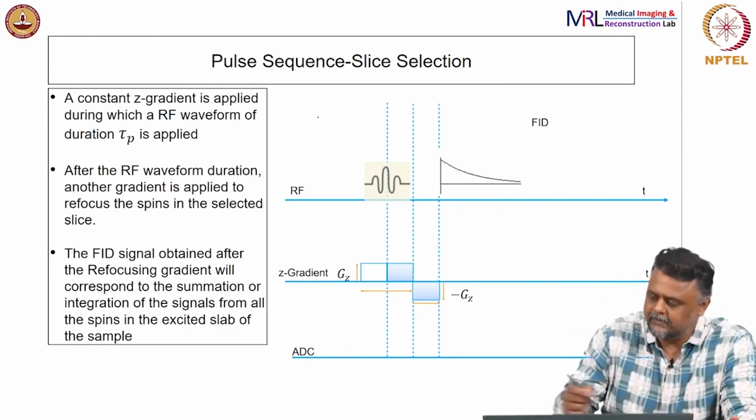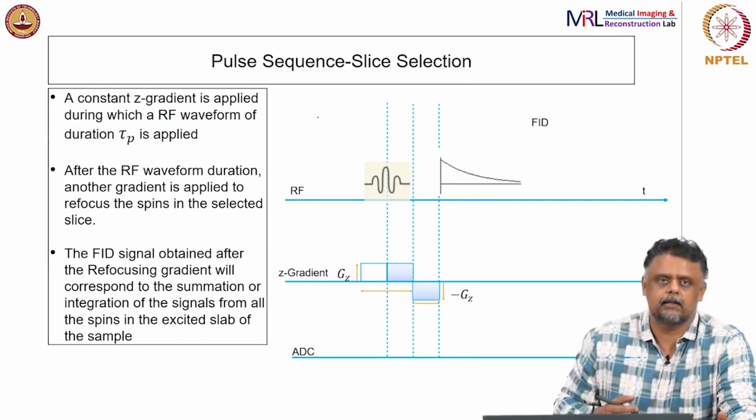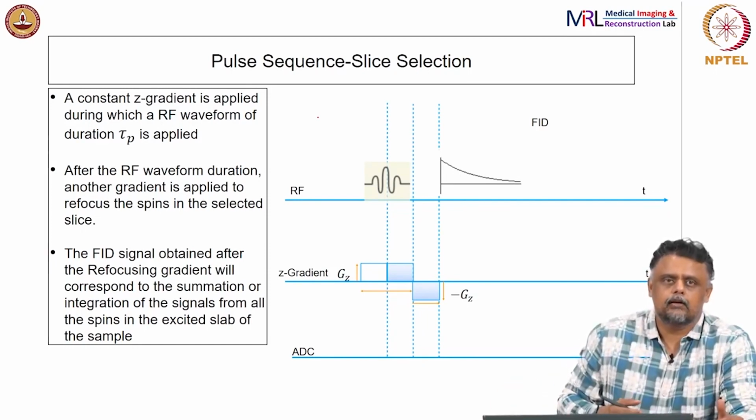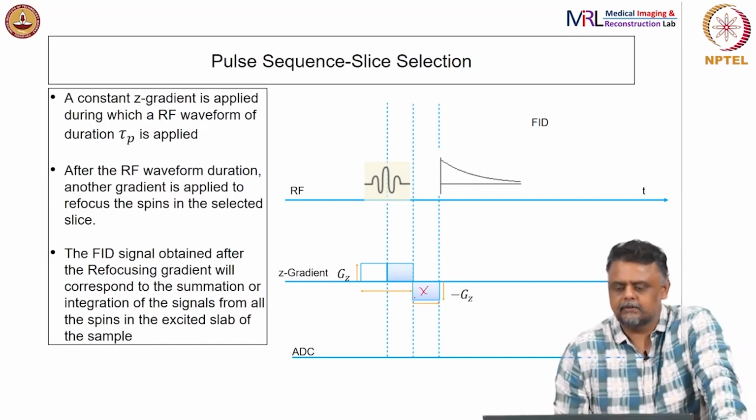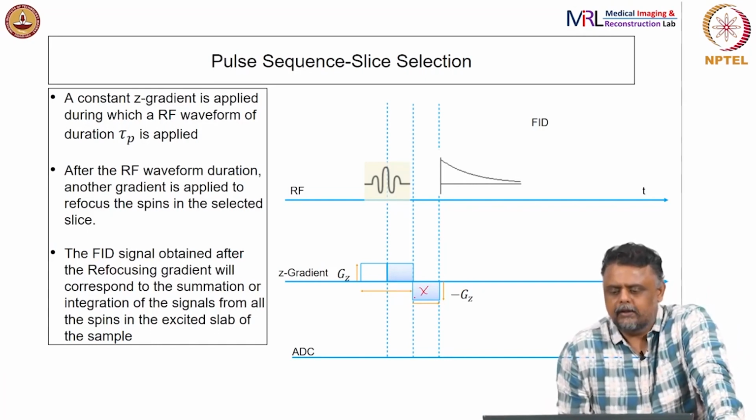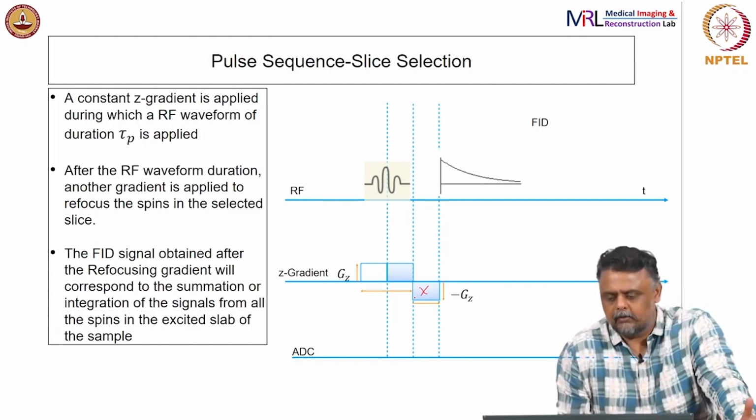So, that is what this is. This is the time axis, the blue lines of the time axis. Okay. So, a constant z gradient is applied, and there is this, do not worry about this right now, we will talk about it later in a little more detail. This is called the refocusing gradient. So, I will maybe just tell you right now.